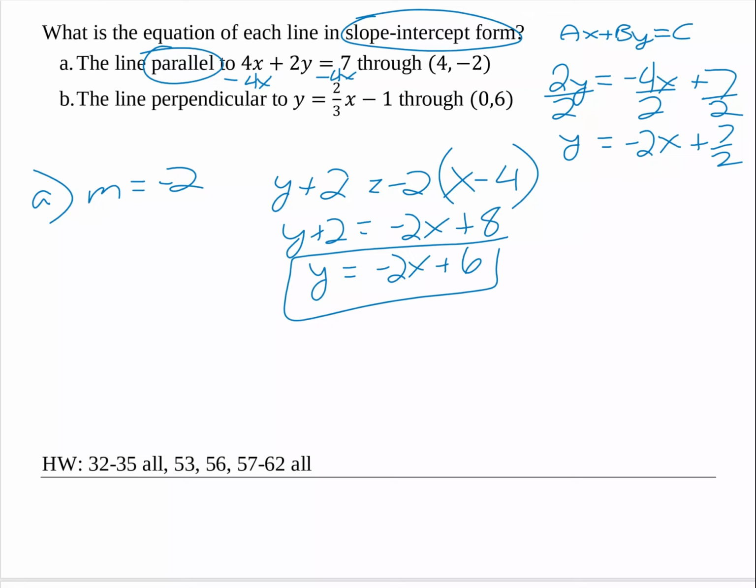So now B. The line perpendicular to this equation through that point. What are we going to do? Opposite reciprocal. Opposite reciprocal slope, perpendicular, right? Do we know the slope in the original equation, or do I have to do what I did before? I know it. Okay, so what's our slope going to be? I'm going to write that down. m equals negative 3/2.